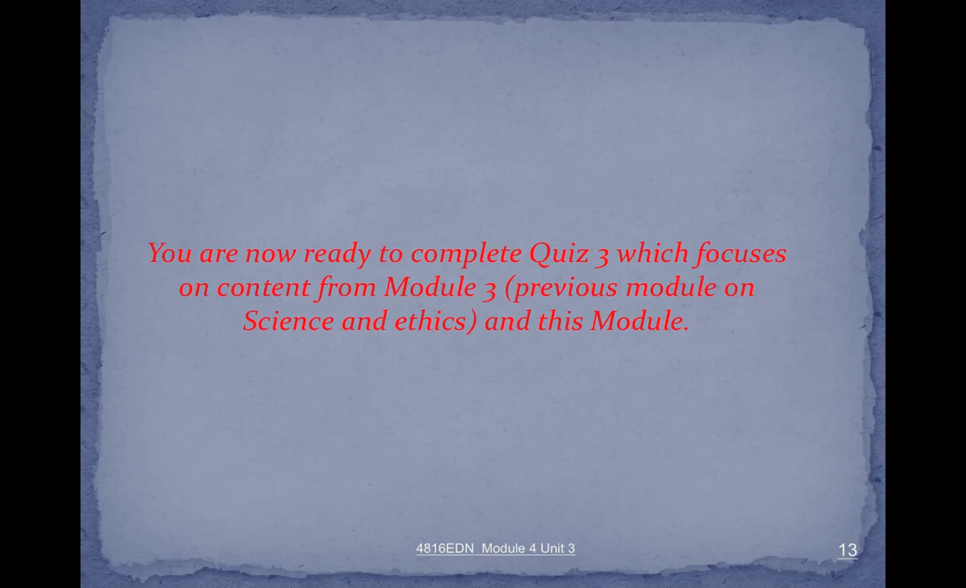So after you have gone through all these particular units in the Science and Decision Making module, you can now go back to that quiz 3, which includes content from this module and also our previous module on science and ethics, because there's a lot of related issues. So when you complete that quiz, remember it covers 2 modules, 3 and 4, and just keep that in mind and have that information with you when you go to complete it.